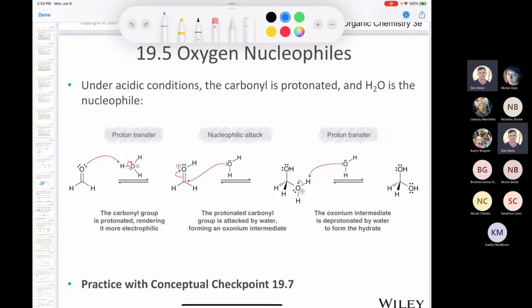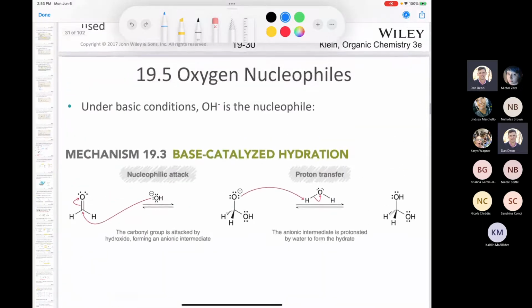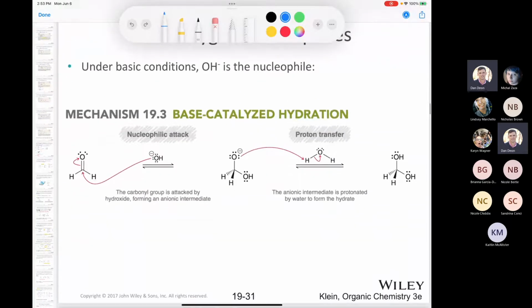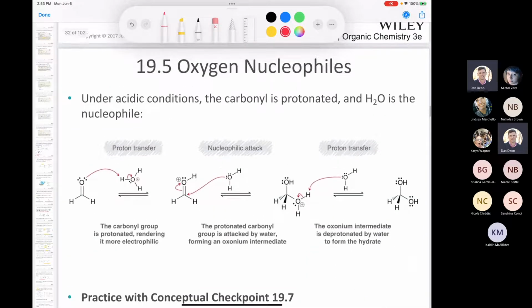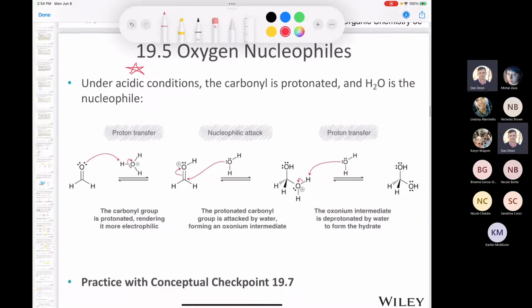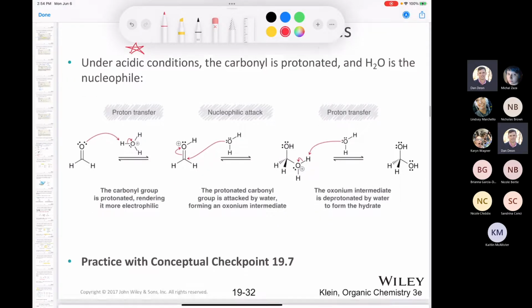So you need to know both of these mechanisms. You need to be rock solid on base catalyzed hydration and acid catalyzed hydration. Both of these are very important reaction mechanisms. And if you're saying, oh man, I'm going to have to go back and catch up on these and try to remember them, well, by the time we're done looking at this entire section, I think it'll be a lot more clear in your mind how this works.